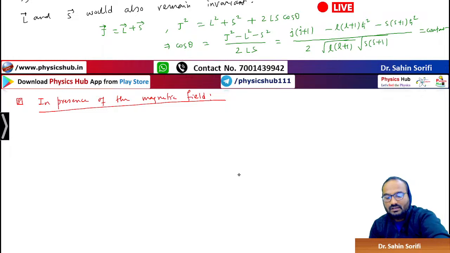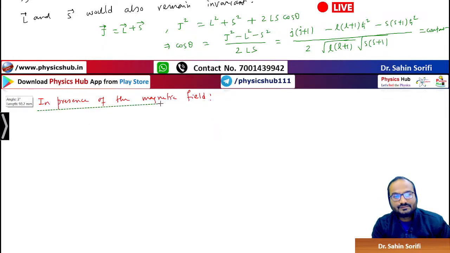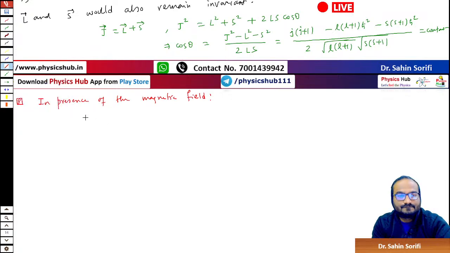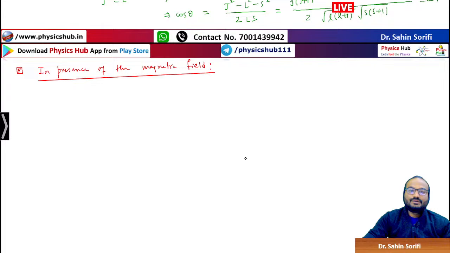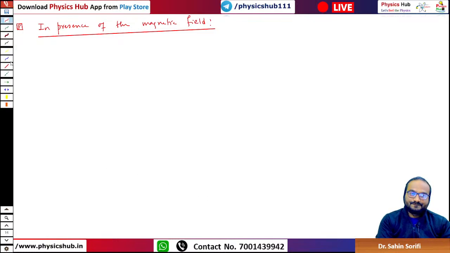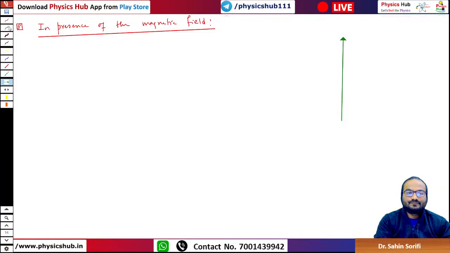In presence of the magnetic field, what will happen? What is happening? Look, L and S, they are coupled together and they are bound to precess around J. But now we have applied the magnetic field B along the Z direction.